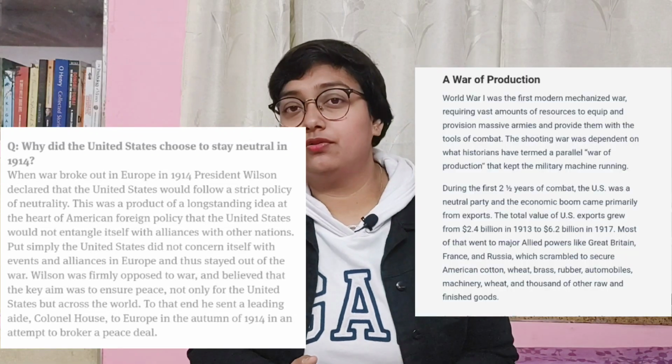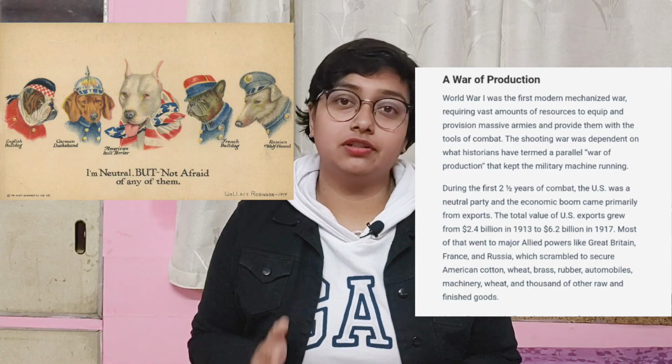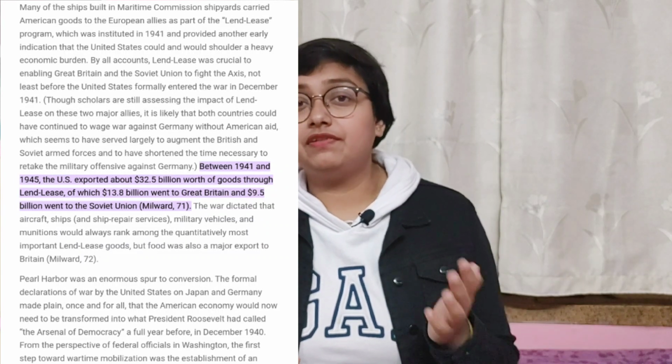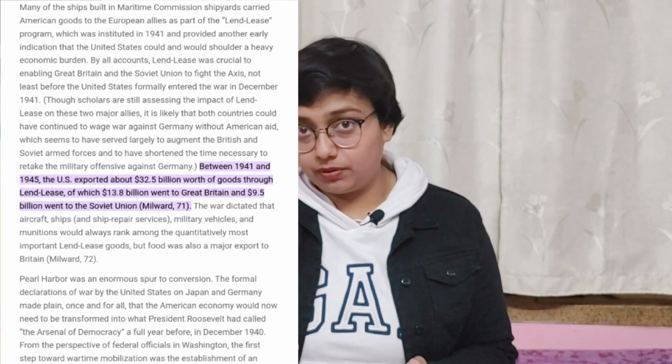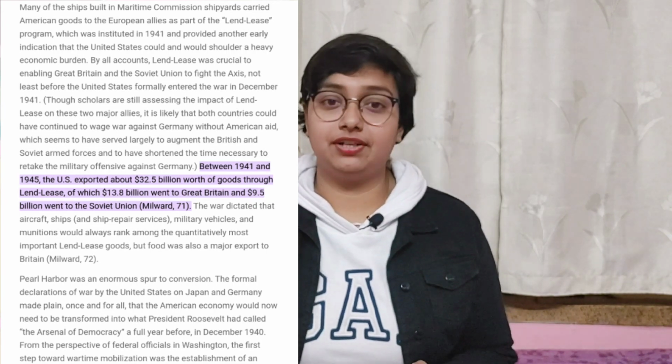Britain continued to follow the gold standard till 1931. Before 1944, UK's pound sterling was the global currency. The US did not concern itself with the alliances and events in Europe. Mostly unscathed by the war, the US was a neutral party for the first 2.5 years of combat. The economic boom came primarily from exports. The total value of US exports grew from $2.4 billion in 1913 to $6.2 billion in 1917.